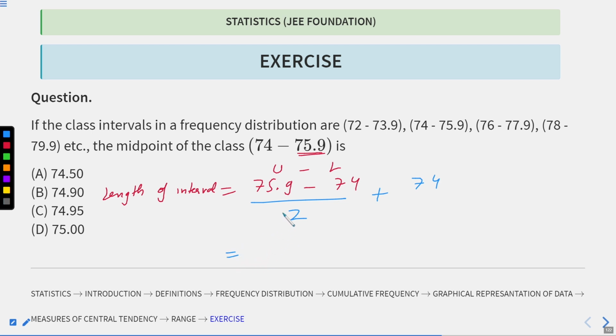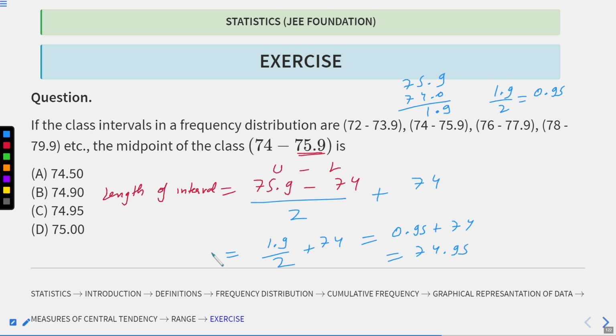Let's see the subtraction first. 75.9 minus 74.0 will be 1.9. So 1.9 divided by 2 plus 74. 1.9 divided by 2 is equal to 0.95, and 0.95 plus 74 is equal to 74.95. So option C will be my correct option. Okay, let's move to the next.